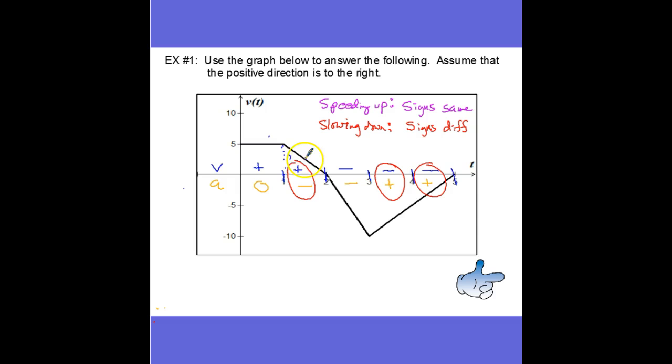So I need to know what the average velocity is on this interval. The average velocity over this time interval from 1 to 2 is going to be the average of these two velocities at the endpoints, which is 5 and 0. 5 plus 0 is 5, divided by 2 to find the average velocity, and that's 2.5. So that corresponds to the midpoint of this line segment.